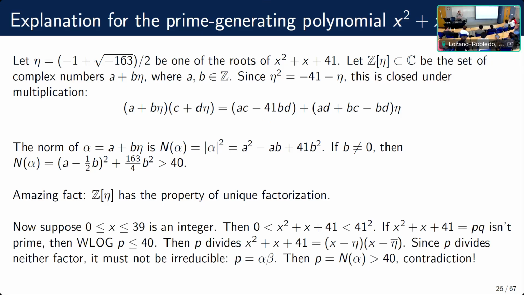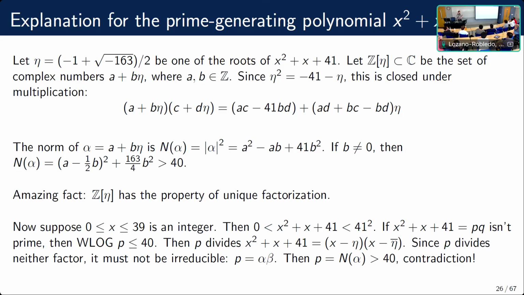And if that number is prime, okay, well, then it's prime. But if it's not, then it's composite. It's the product of two numbers, p and q. And then the product of those two numbers is less than 41 squared, so they can't both be bigger than 41. At least one of them has to be less than or equal to 40. And then this number p divides this number. But then this number, it turns out, factors. It's x minus eta times x minus eta bar.